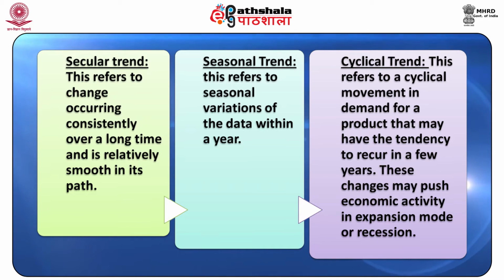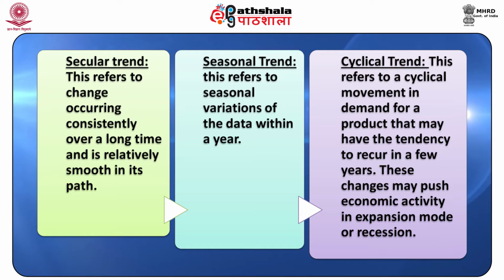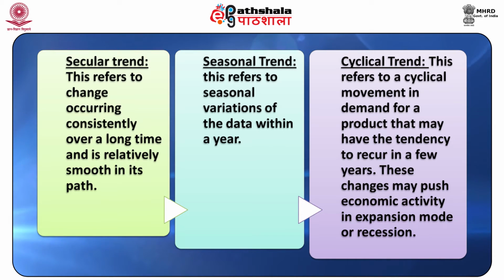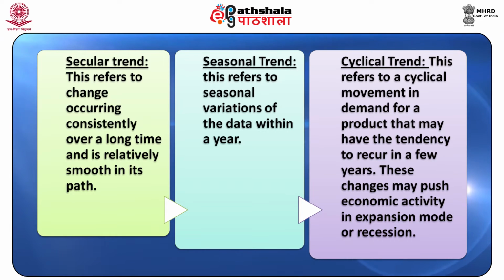Cyclical trend. This refers to a cyclical movement in demand for a product that may have the tendency to recur in a few years. These changes may push economic activity in expansion mode or recession. Next, random events. Typical examples of random events may be natural calamities, social unrest and others. These events have no trend of occurrence, hence they create random variation in the series.